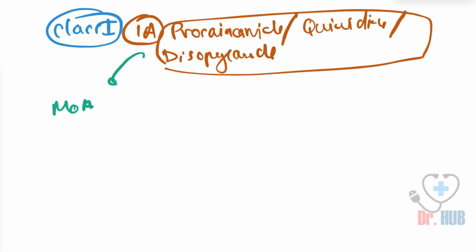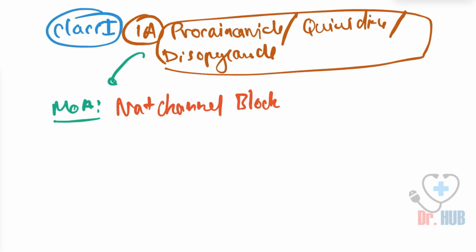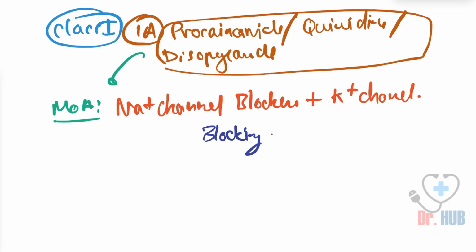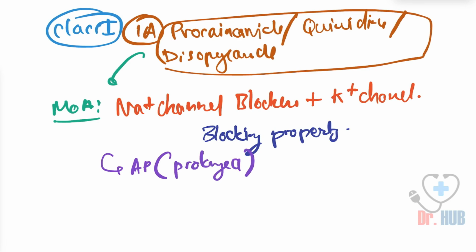The mechanism of action is that, firstly, they are sodium channel blockers. They also have a significant potassium channel blocking property. So what is the effect on the action potential duration? Looking at the action potential, it is prolonged.